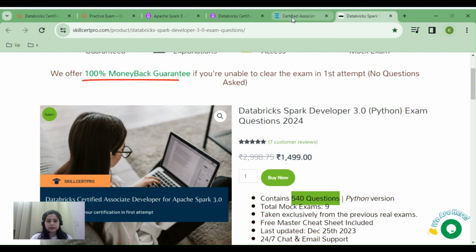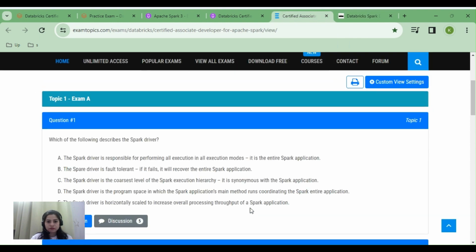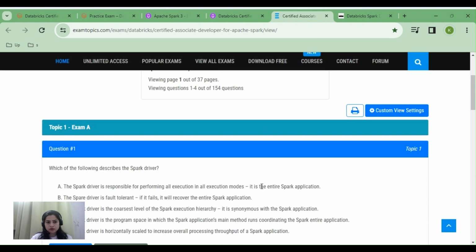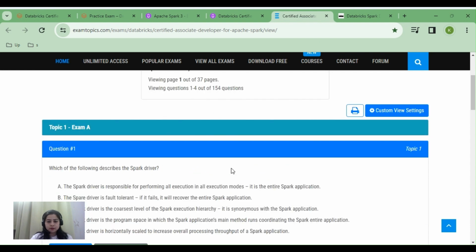That's why I'd recommend this site, Exam Topics. Here you have around 150 questions, and it is free. Of course, you'll get some CAPTCHA and all that you need to verify it earlier. That gets irritating sometimes, but if you don't want to buy, you can go through this. So this set is also very helpful.